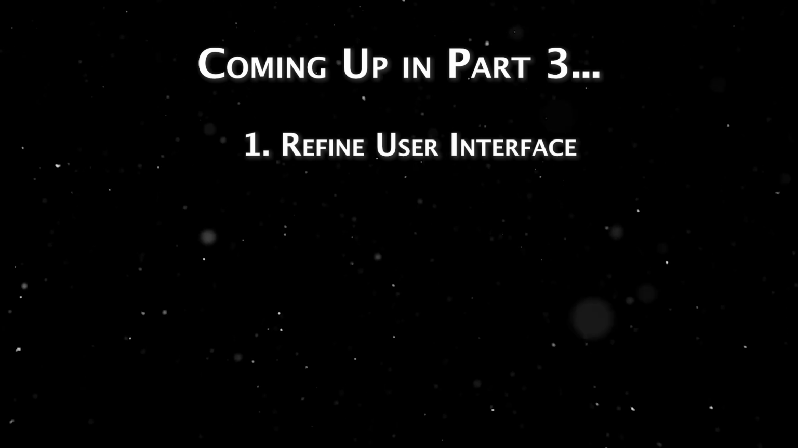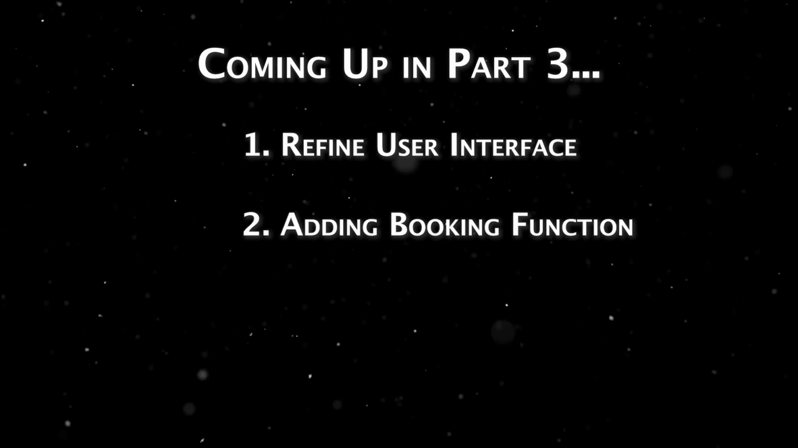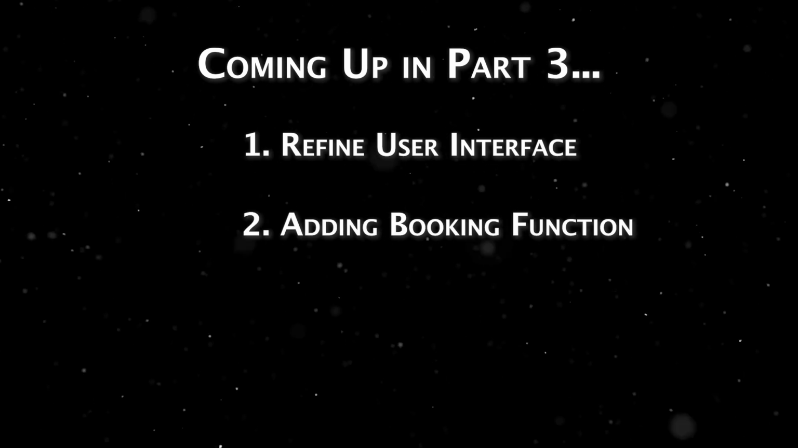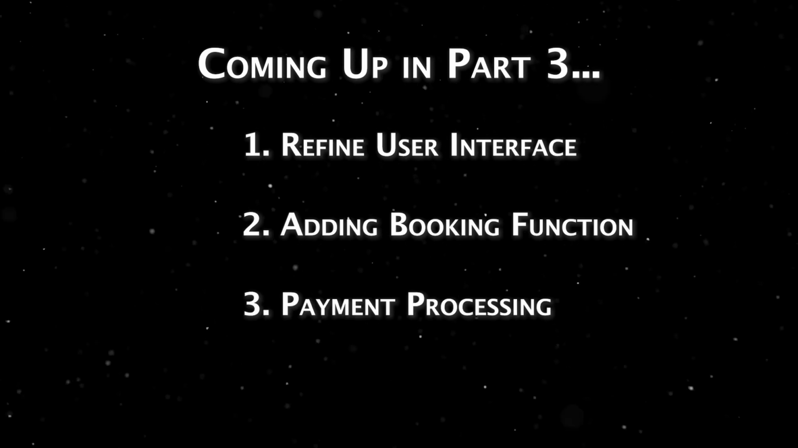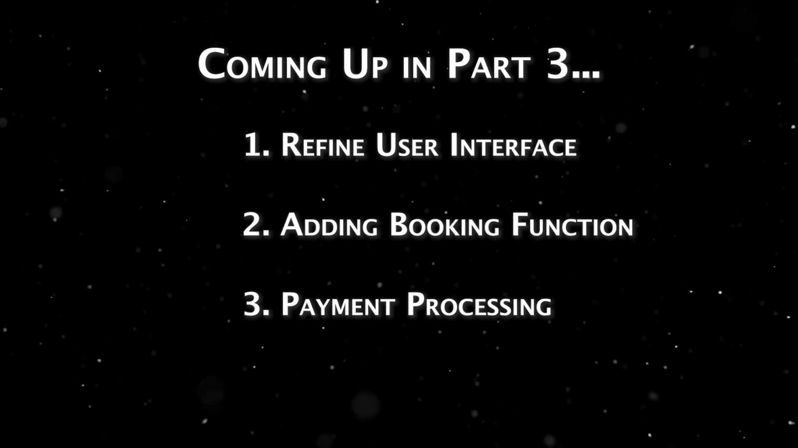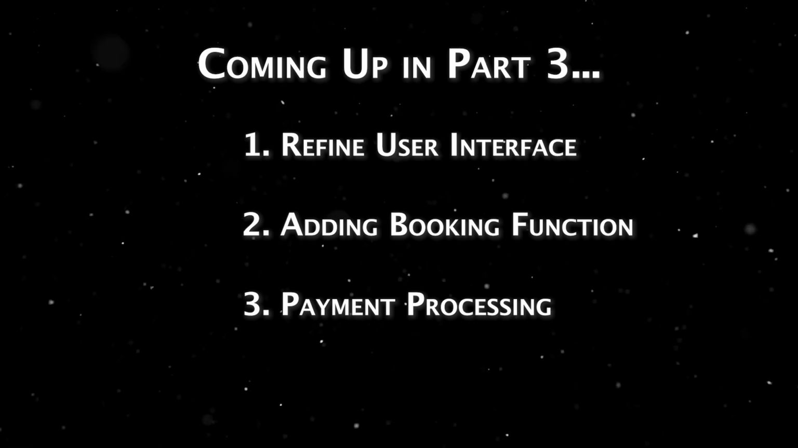In part 3, things will get even more exciting. We'll be refining our user interface just a bit more. We'll be adding the complete booking functionality so customers can actually schedule their car washes, and we'll be implementing a payment processing system so that money can change hands. Again, all still using AI to guide us through the process.